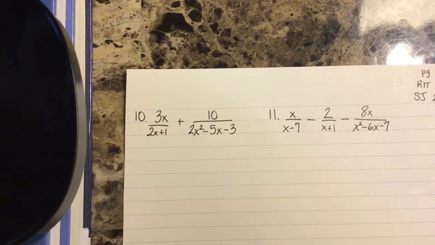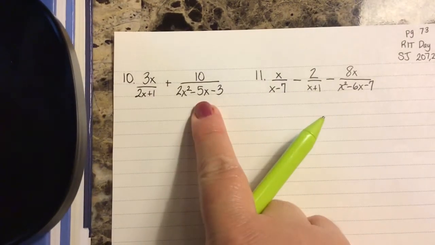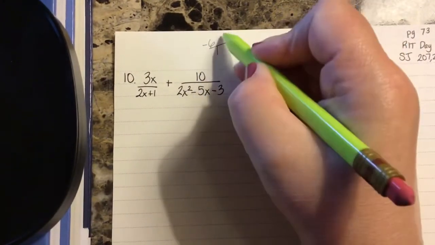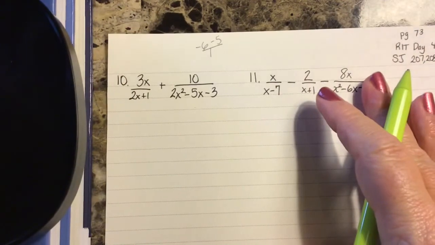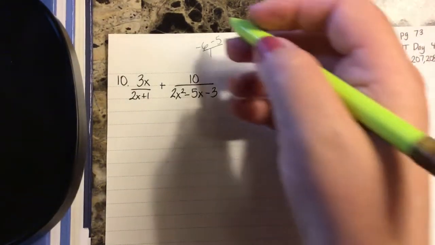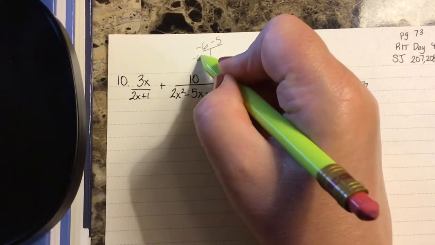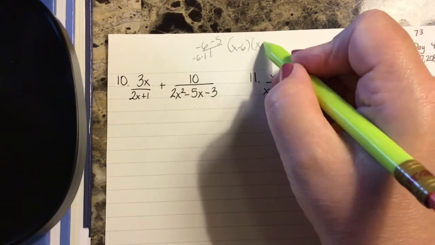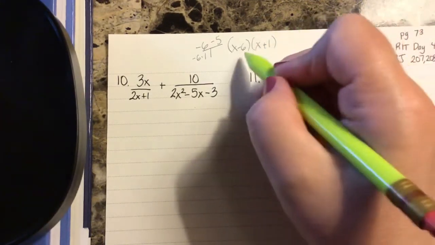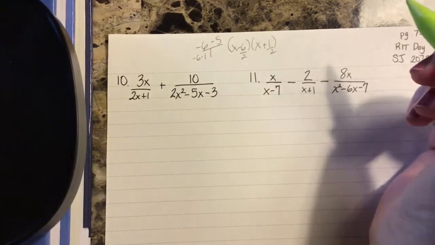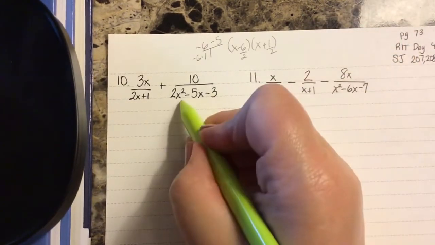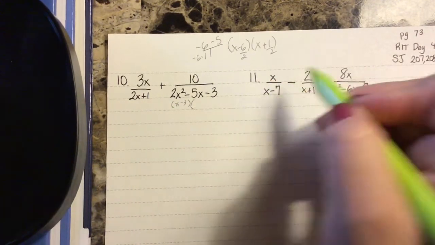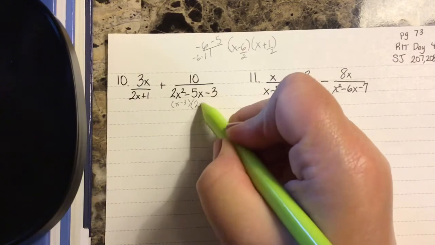I need to factor this denominator here. I need factors of negative 6 that will give me a sum of negative 5. That would be negative 6 times positive 1. Again, I'll use bottoms up. I am going to divide each of those by 2. So this will actually factor into x minus 3 times 2x plus 1.